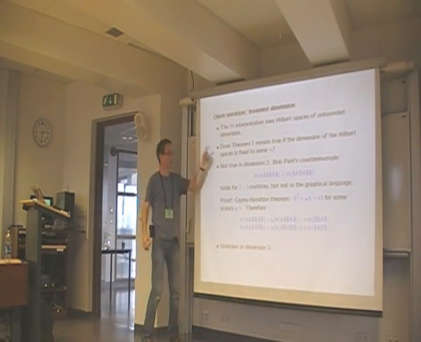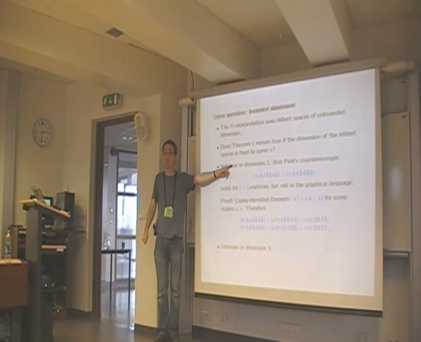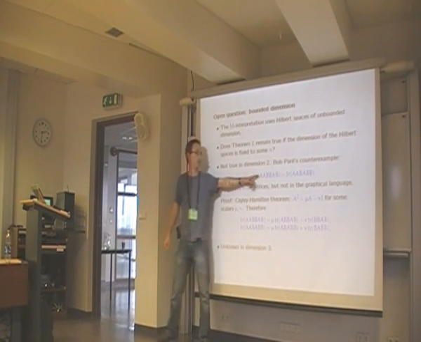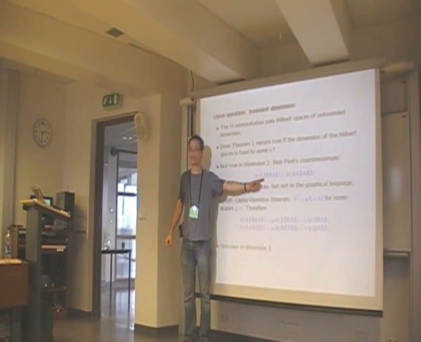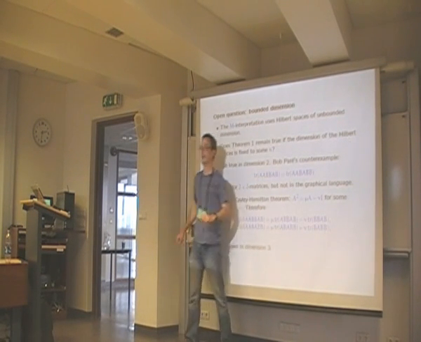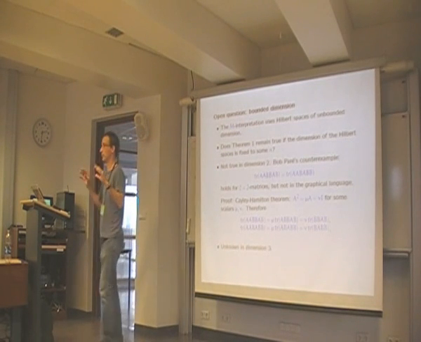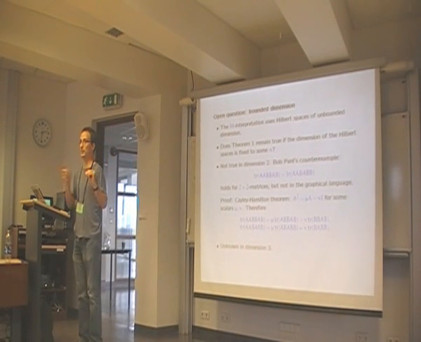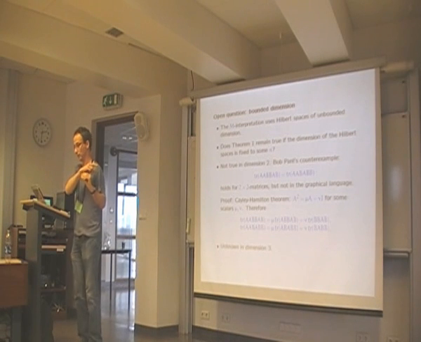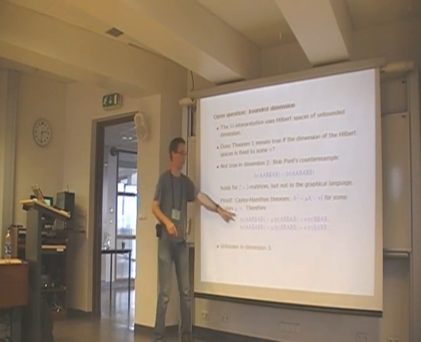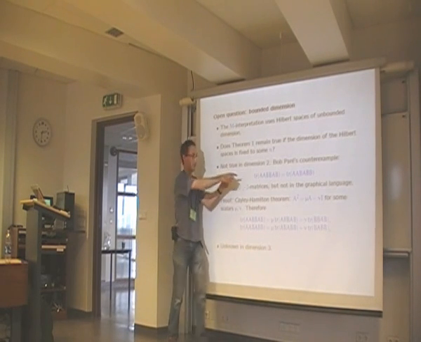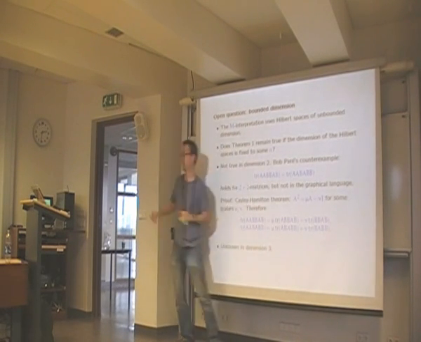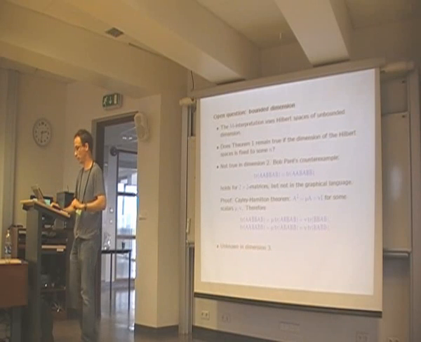We know that the result does not hold in dimension 2 because there's a counterexample due to Bach-Perret. If you look at the trace of this product of 6 matrices and the trace of this product, they're always equal for two-dimensional matrices. It's an easy consequence of the Cayley-Hamilton theorem. But of course it's a counterexample to completeness, because that trace is really just a diagram. And we don't know if it holds in dimension 3.